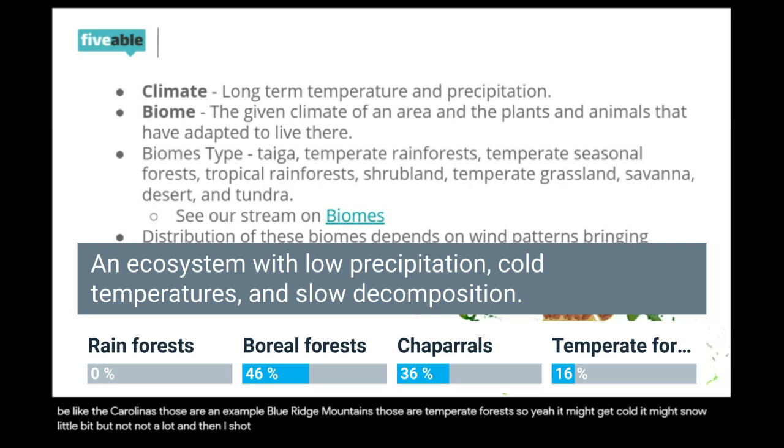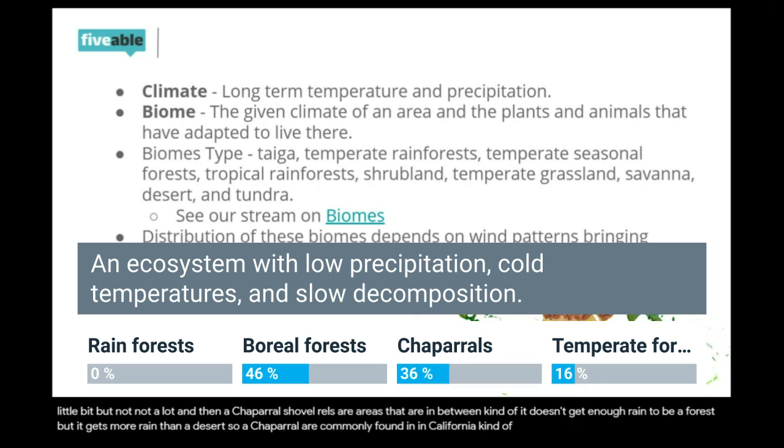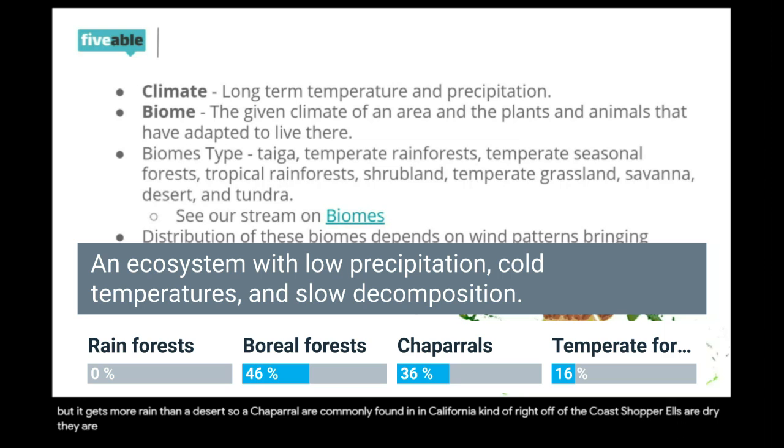And then a chaparral. Chaparrals are areas that are in between. It doesn't get enough rain to be a forest, but it gets more rain than a desert. So chaparrals are commonly found in California, kind of right off of the coast. Chaparrals are dry. They often catch on fire a lot, and they are actually pretty warm or temperate as well.